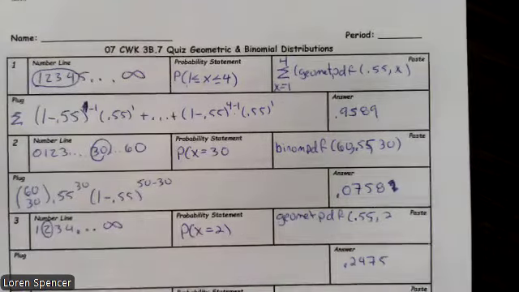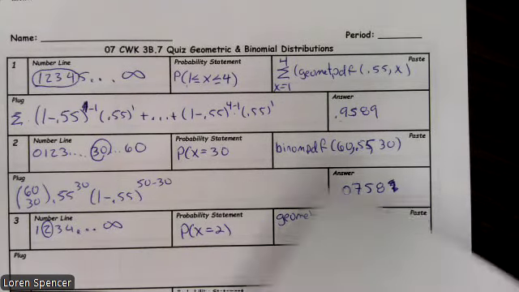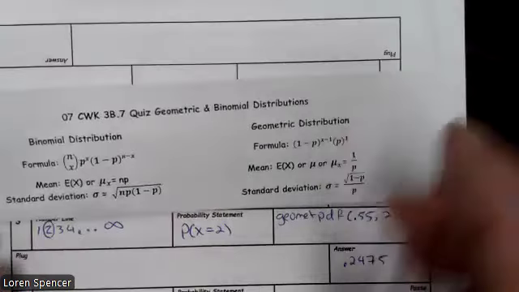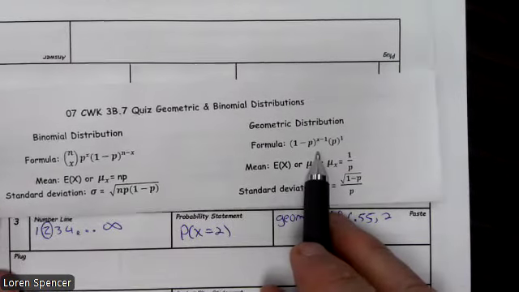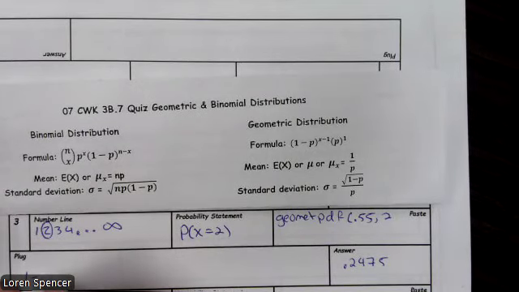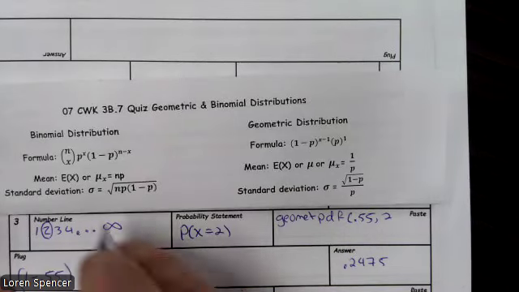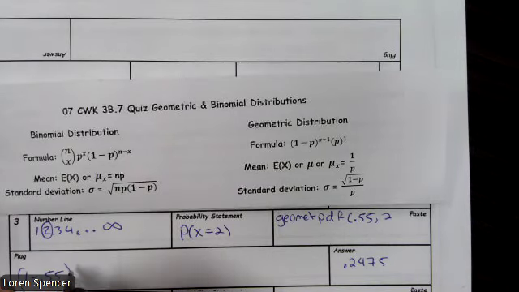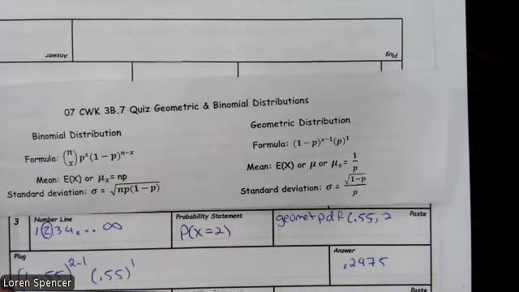All right, we need to show our work or show our plug. Our plug in this case is 1 minus p to the x minus 1. That's my formula. So 1 minus the 0.55 to the 2 minus 1 times 0.55 to the first. So that takes care of that.